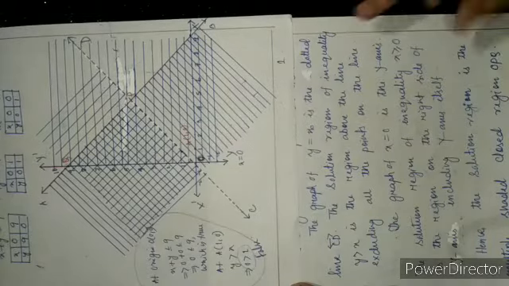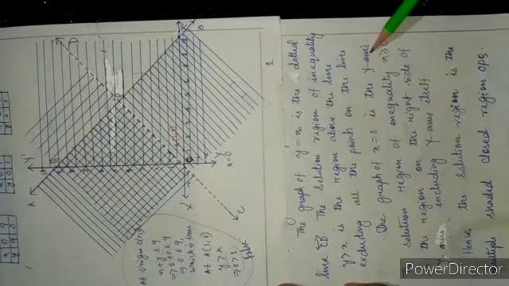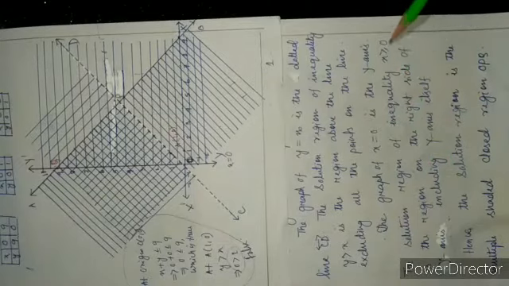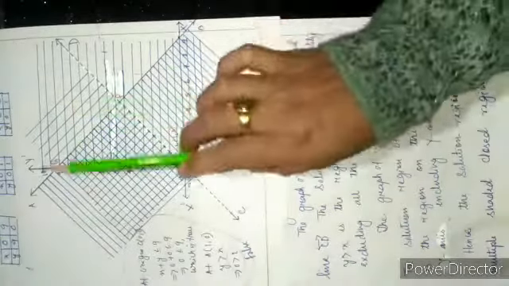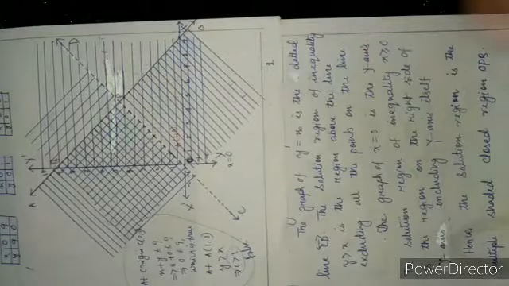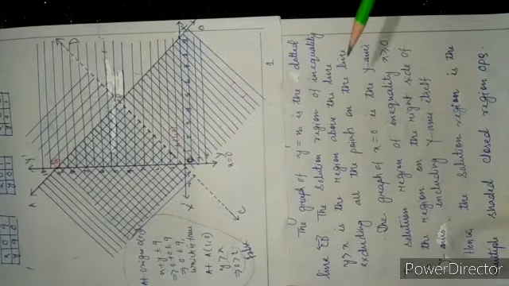The third graph is the graph of x is equal to 0, which is the y-axis. The solution region of the inequality x is greater than or equal to 0 is the region on the right side of the y-axis, including the y-axis itself. All the points on the y-axis are part of the solution.